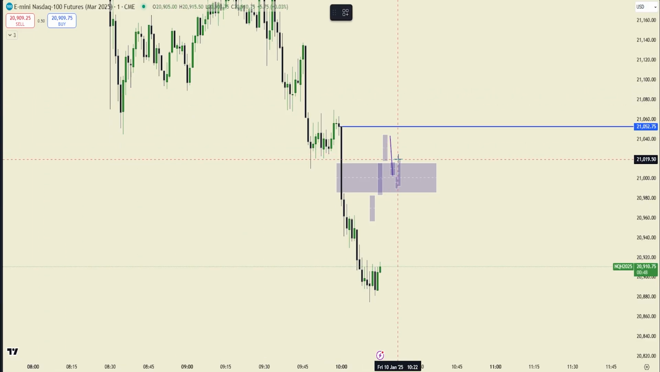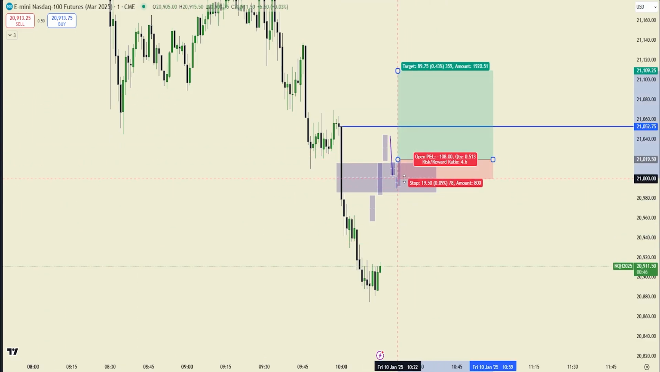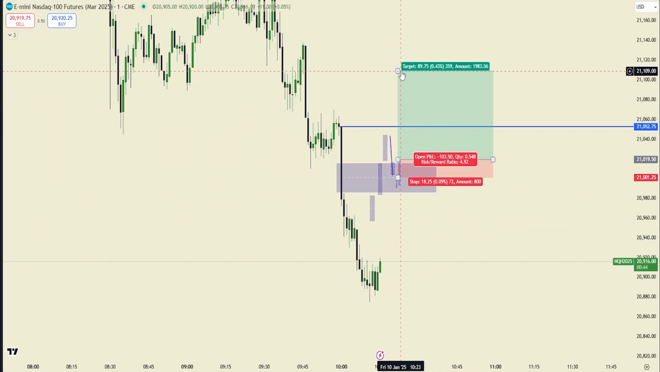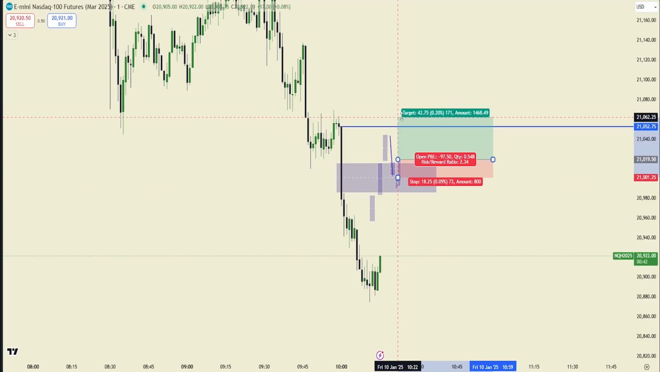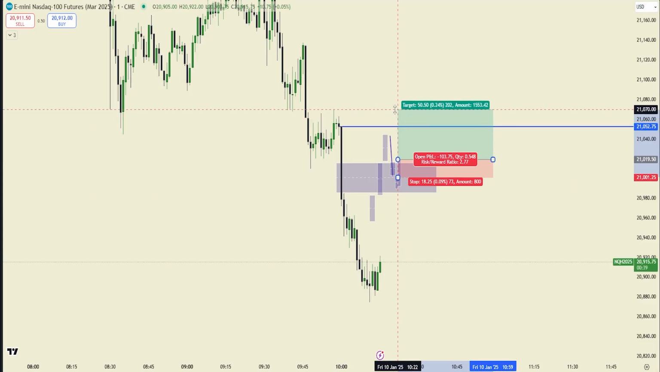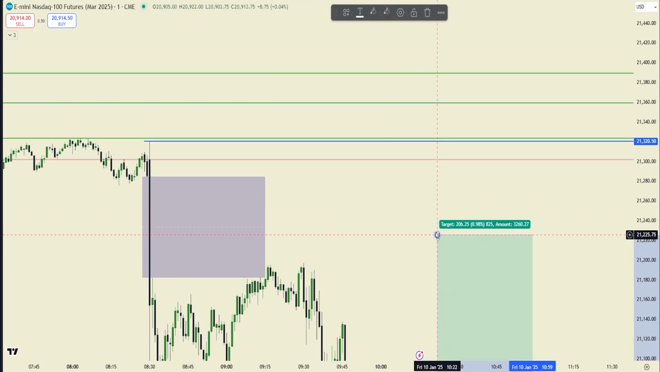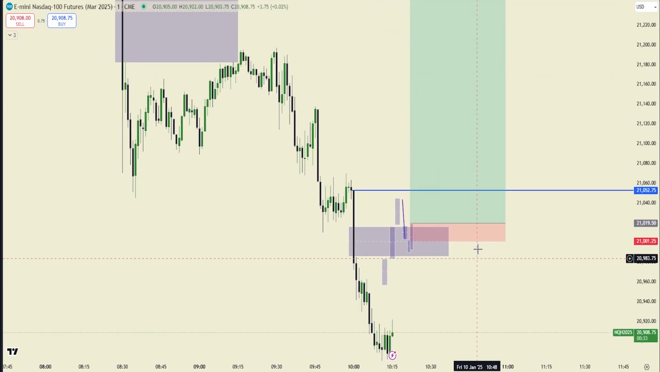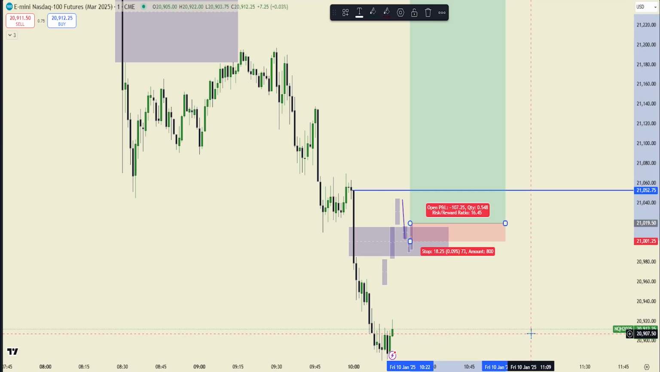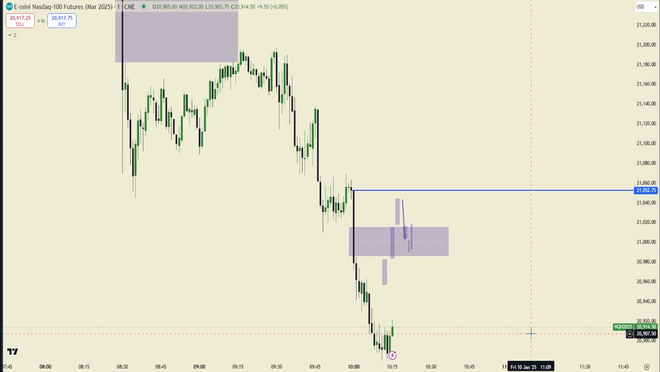That would be my entry. And then my entry would be there. Stop would be there for like 18 points instead of 60. And then I'd be targeting here for like 3R. And then ultimately back to data highs, which could be a lot of points, right? 16R. That's what I would like to see.